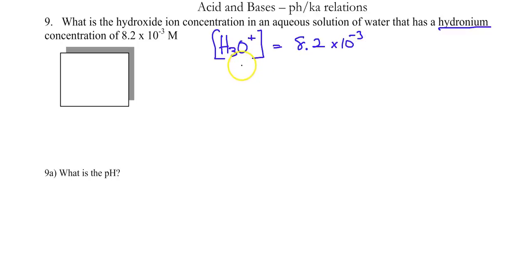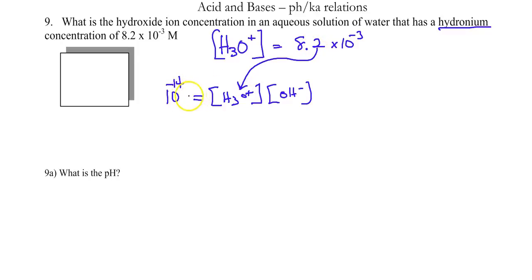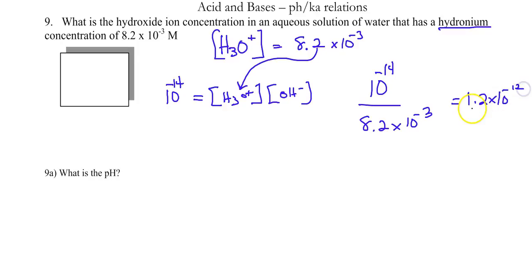All right, so a couple ways I can do this. I know that the concentration of the H3O plus times the concentration of the hydroxide must equal Kw. So we could put this in here and solve for it. So we go 10 to the negative 14 divided by 8.2 times 10 to the negative 3. When you do that math, I put that in my handy dandy calculator, I get my hydroxide concentration to be 1.2 times 10 to the negative 12. Pretty simple.